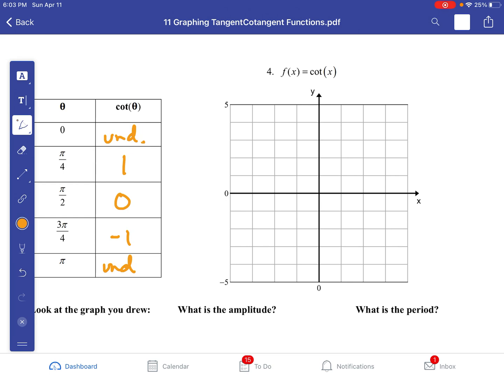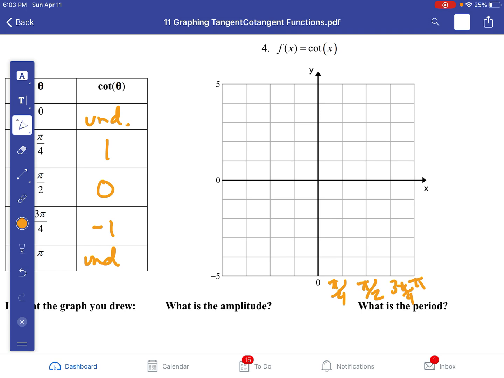So here's how this works. All right, at 0, the period is still pi, so we're going to go with pi over here. We have pi over 2, pi over 4, and 3 pi over 4. Okay, so our asymptotes are going to be here on the y-axis at 0 and at pi. Our points, at pi over 2, we're going to be at 0. At pi over 4, we're going to be at positive 1. And 3 pi over 4, we're going to be at negative 1. So this is what your graph looks like.